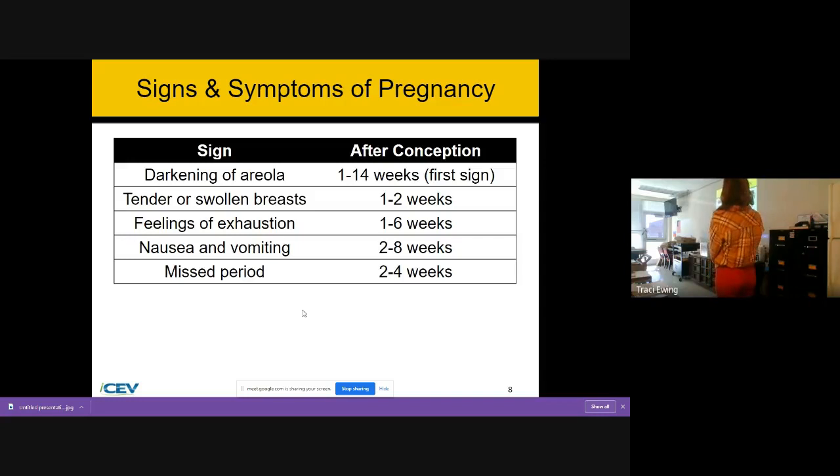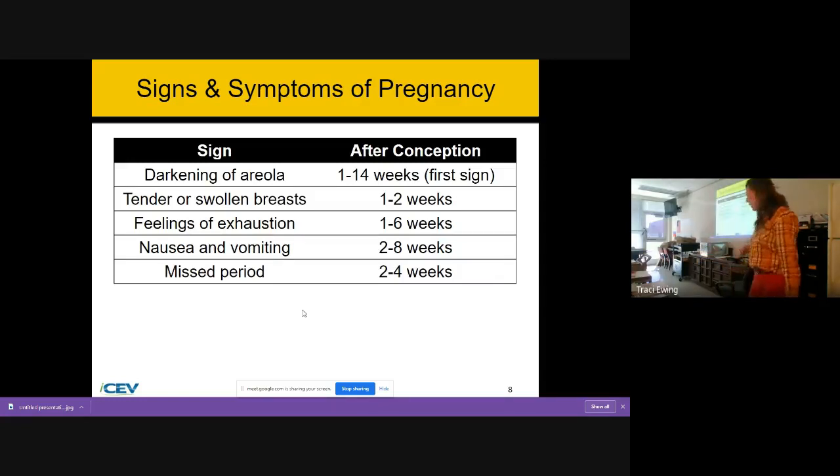And then tender or swollen breast. The breast tissue is connected to the reproductive system. So as the baby starts to develop, your hormones are rapidly increasing, rapidly changing, which is also going to affect the breast tissue. And starting to wake up the mammary glands, all that kind of stuff starting to happen. So you have some uncomfortable feelings during that time.